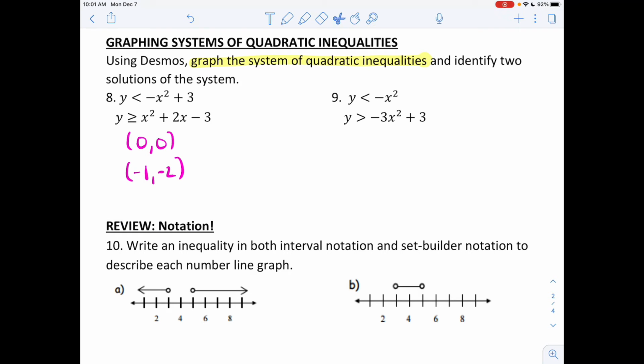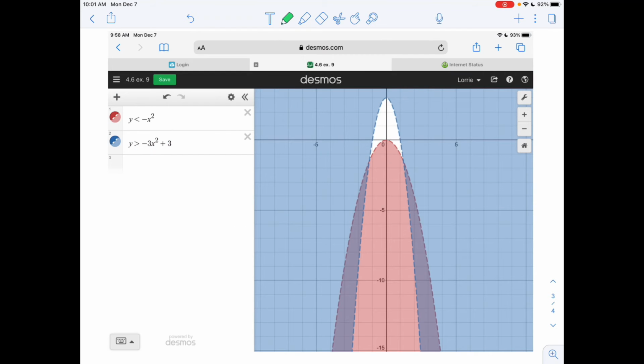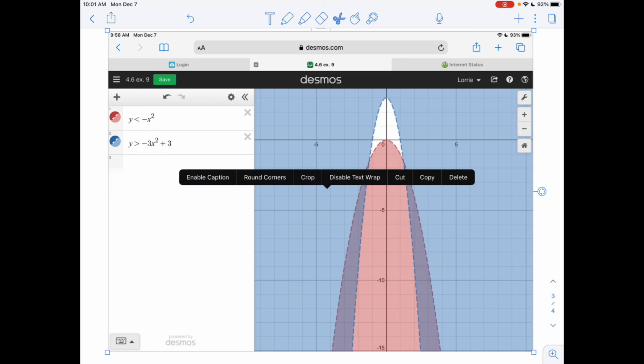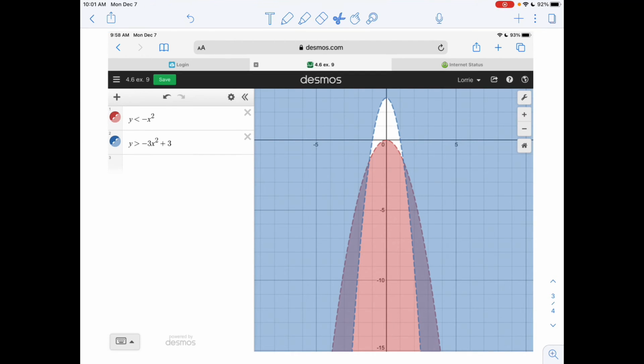Let's go ahead and do the same thing for number 9. So I'm going to put these into Desmos and then see 2 solutions of the overlapping shaded region. Here we are in Desmos, and this time I have a less than for my first one. So my less than gives me a shaded region that's going down below. And then for my second one, I have a greater than, so that's giving me the shaded region going up.